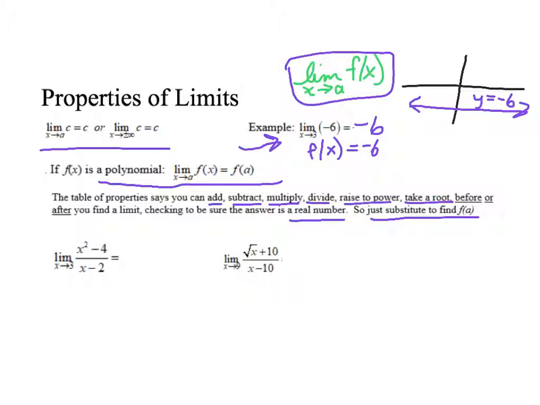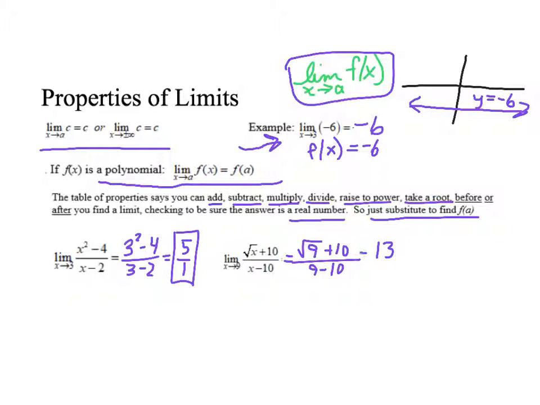So these first two are very simple. In order to find the limit as x approaches 3, we plug a 3 in for x, and we get 9 minus 4 is 5, over 3 minus 2 is 1, and there's our answer. Our limit is 5. For this next one, we have a square root in it, but we can do that just by plugging in x equals 9. So we have square root of 9 plus 10 is 13, and in the denominator, 9 minus 10 is negative 1, so we have negative 13 as our answer, and that's it.